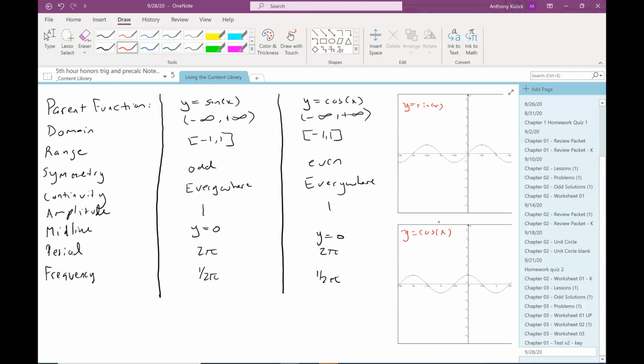Also, circling back to chapter 1, we note that the symmetry of sine is odd. It should be easy to see that by looking at the picture, because if I reflect this piece across the x-axis and then across the y-axis, it would lie exactly on top of that piece. That was what we described as odd symmetry. And for cosine, if I take this piece and reflect it across just the y-axis, it would lie exactly on top of that piece. That's what we described as even symmetry.